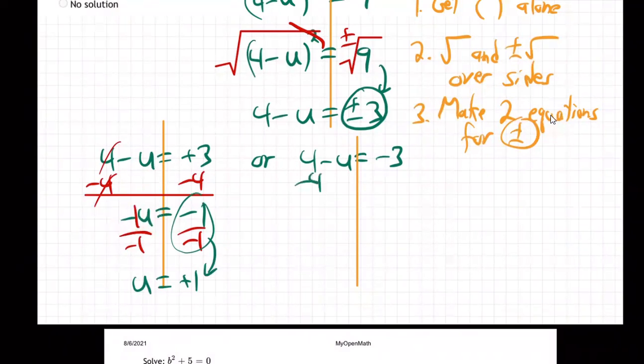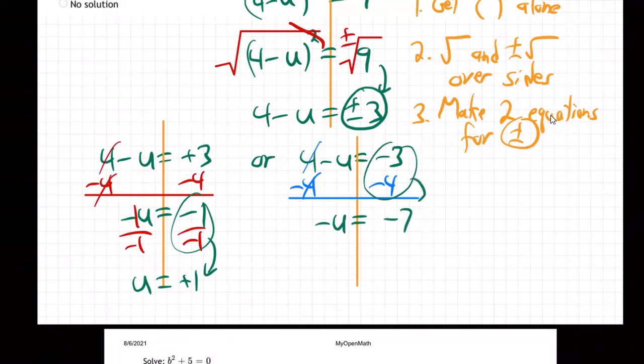Again, subtract. Whoops, let me go back to this other color. Let me just change it. Subtract 4 from both sides. And these cancel. We get minus U. And what is this? -3 minus 4? This is -7, isn't it? See how it's coming out a little different?